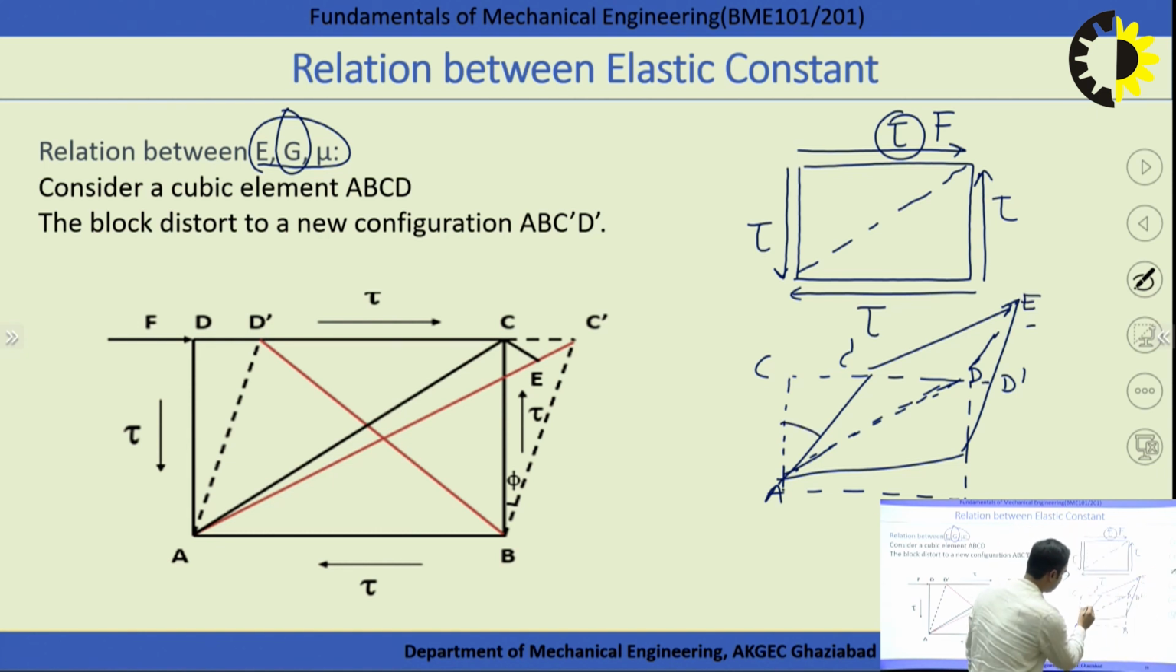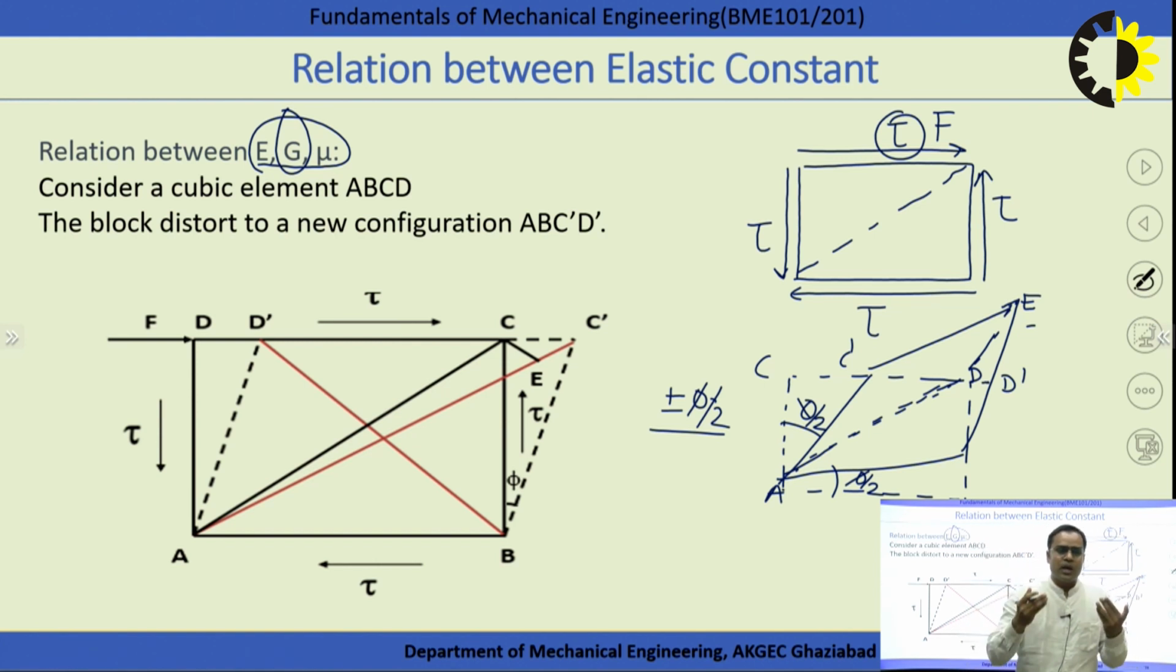And how much does it deform? Suppose this side is deforming by φ/2, and this side is also deforming by φ/2. So the deformation is plus minus φ/2. That is the angular deformation. If any square plate or square block is subject to pure shear, this block will deform like this, plus minus φ/2. If I consider the shear angle as φ/2 from one side, the angular deformation will be plus minus φ/2.